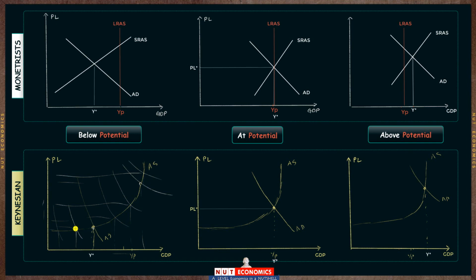But if you are in a deep recession, then according to Keynes, it's very useful to push your aggregate demand to the right and get your economy back to its potential output.